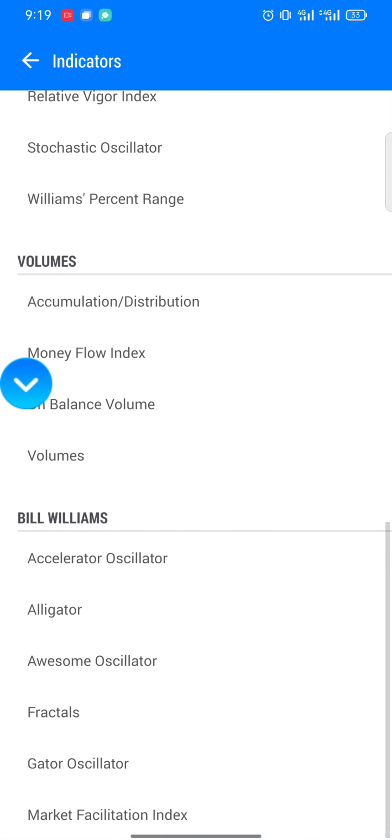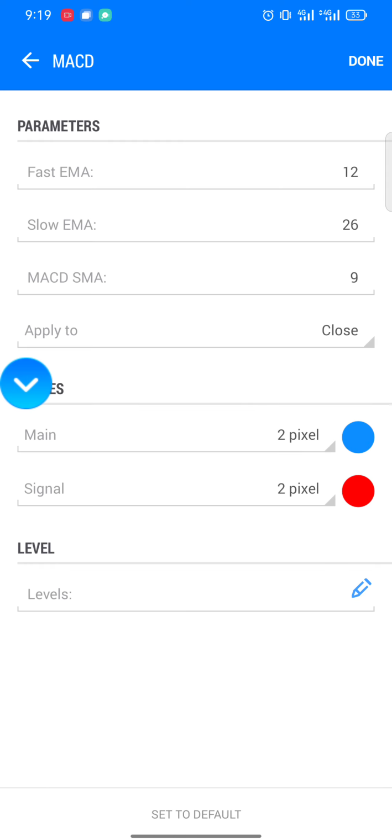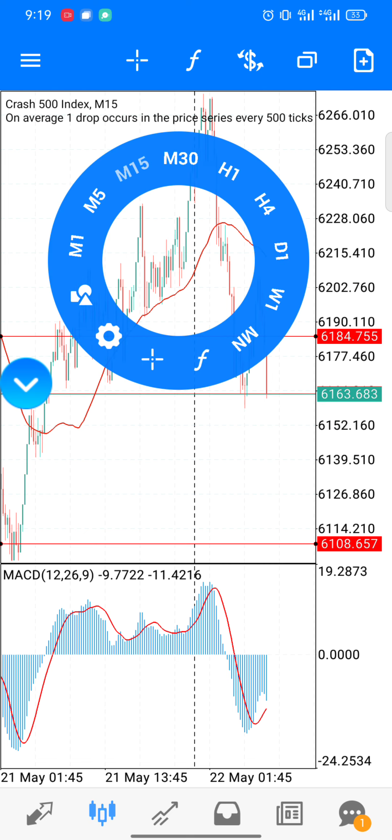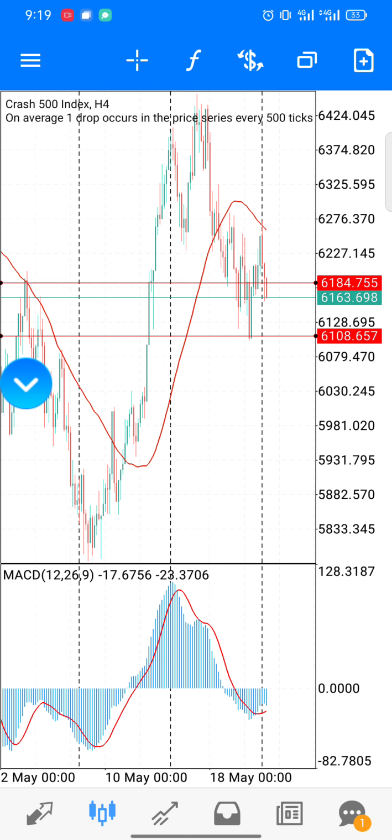Then the last indicator is the MACD. Yeah, the MACD, you can see the parameters. Please just take a screenshot, guys. The parameters is fast EMA 12, slow EMA 26, MACD SMA is 9, apply to close. The main 2 pixel, the signal 2 pixel, you click done. As easy as this, your indicators are set. So now we start from the 4-hour time frame to confirm it with indicators.